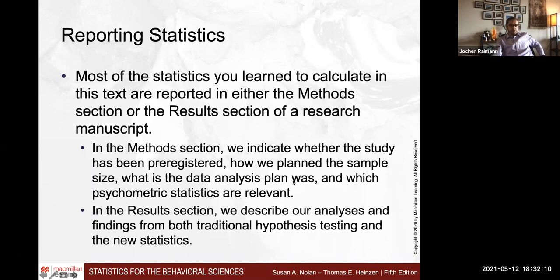So essentially in the method section, you would indicate things like pre-registration, how you came to that sample size, so this would be the power calculation, how you did the sampling per se, what your analysis plan included as methodological approaches, and which statistics you essentially had used. Also, it will give information like alpha levels and software used. So there are various things that are being used. And then in the results section, you essentially describe the analysis and give the results of these analyses from traditional hypothesis testing and also the new statistics.